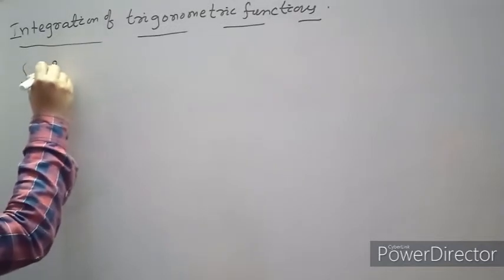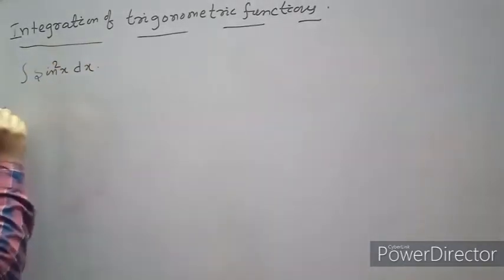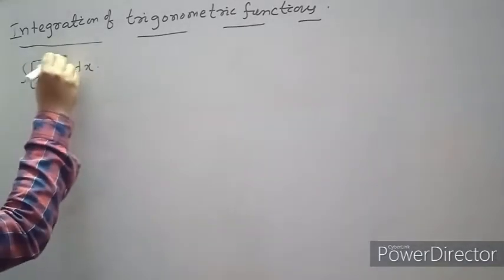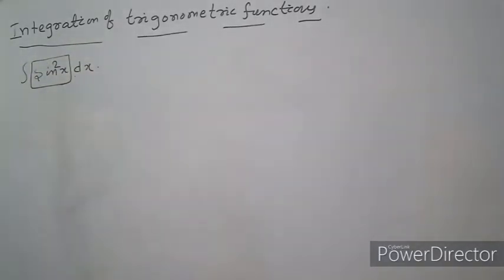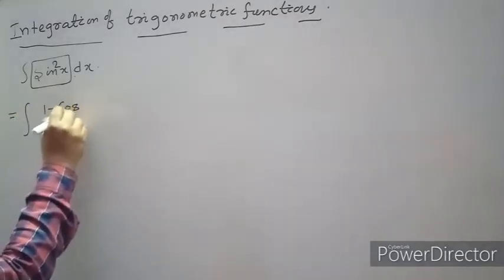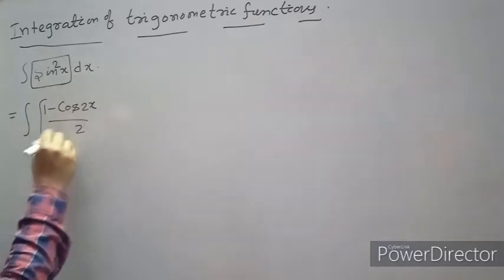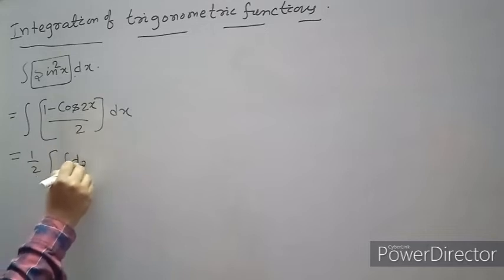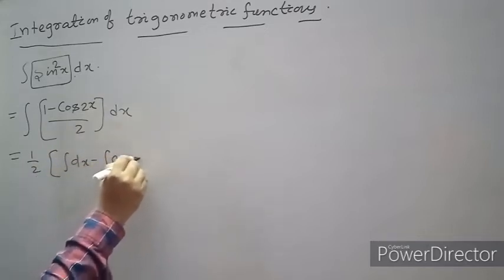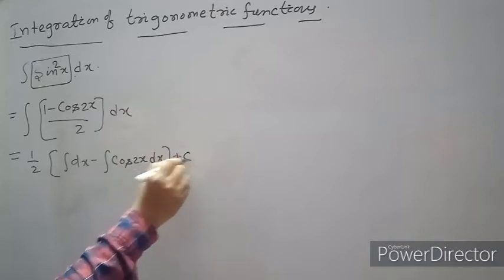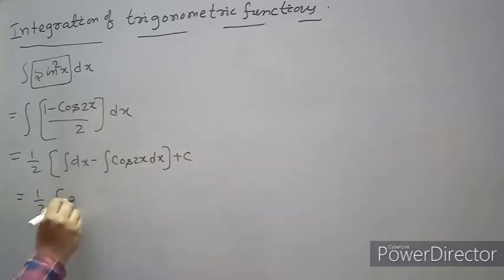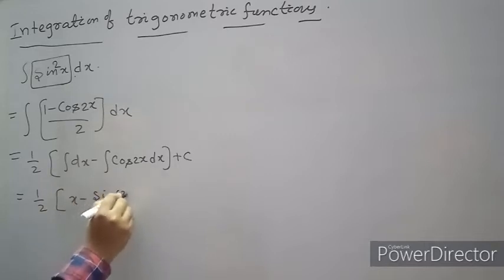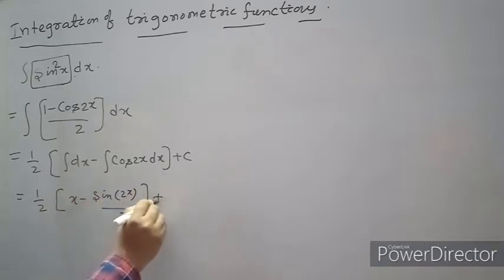Integration sin square x dx. In this case, when you are given powers of sin x, you have to convert it into multiple angles of sine. So that would be integration (1 minus cos 2x) by 2 dx. So you will get 1 by 2 integration dx minus integration cos 2x dx plus c. That would give 1 by 2 [x minus] integration sin 2x by 2 plus c.